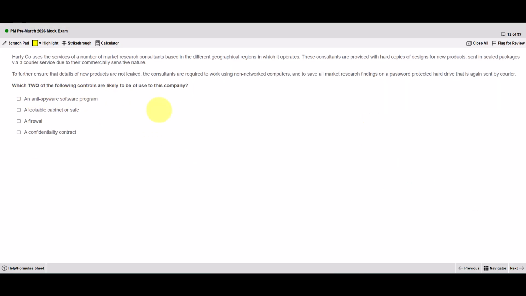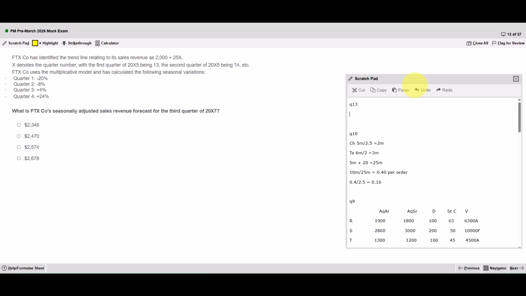Question 12 is looking for two controls. Because they've got physical hard copies and because the consultants are working in different areas with commercially sensitive information, and in addition, they use non-networked computers, the spyware and the firewall aren't going to be relevant here. The lockable cabinet or safe for the physical hard copies, and obviously confidentiality contract because we need to contractually oblige them. Okay, on to question 13.